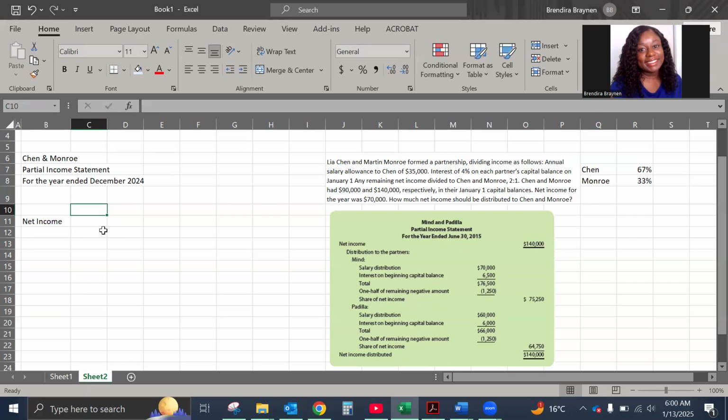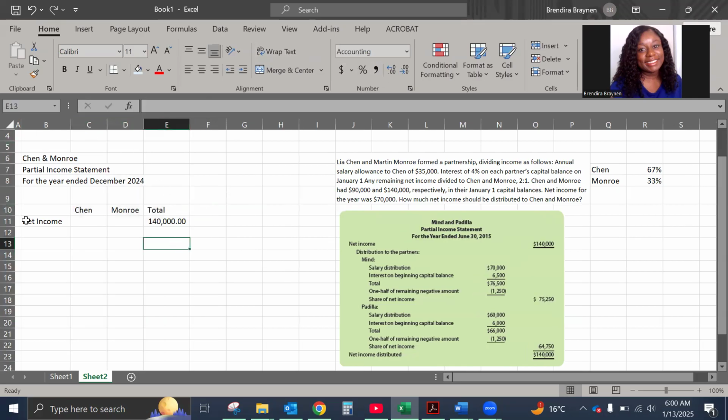And so we're going to have Chen and Monroe at the top. That way you can easily follow. Right now it says that my net income is 140,000. So 140,000 is my total net income. I need to figure out how I'm going to divide that between Chen and Monroe.